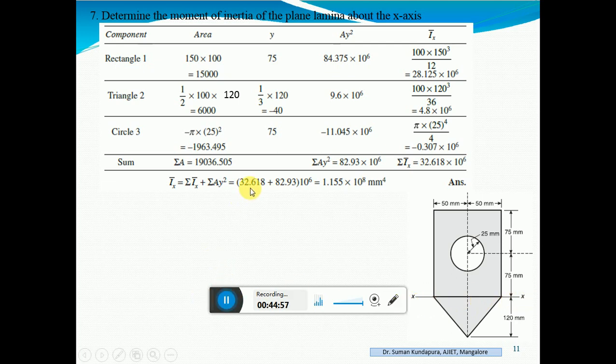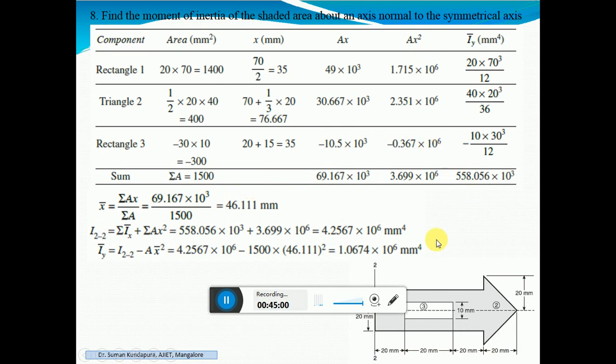We'll move on to the next problem: find the moment of inertia of the shaded area about an axis normal to the symmetrical axis. Which is the symmetrical axis here? This arrow has the center as the symmetrical axis. The moment of inertia is about an axis normal to the symmetrical axis, so the reference axis is normal to the symmetrical axis. I will consider it on the left extreme end.